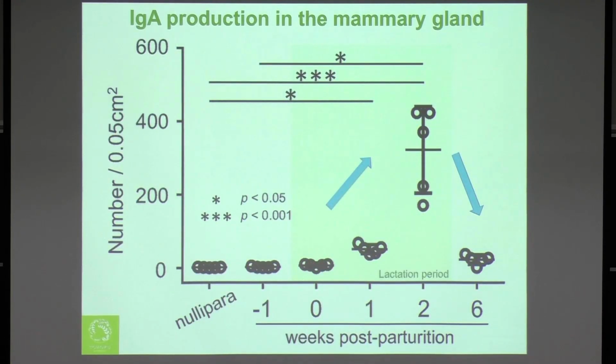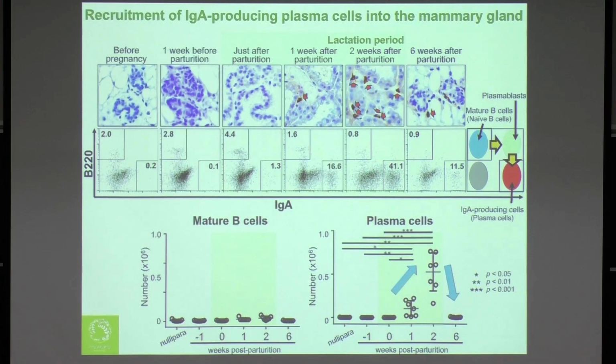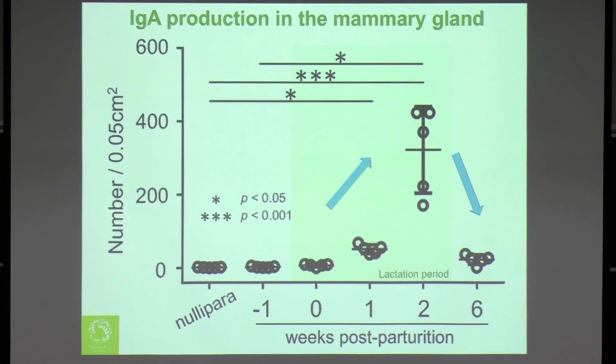And this is quantitative data, so we counted how many IgA-producing cells are present in the mammary gland tissues. And as you know already, the number of IgA-producing cells is much, much higher 2 weeks after parturition, but at other stages, it's almost zero.